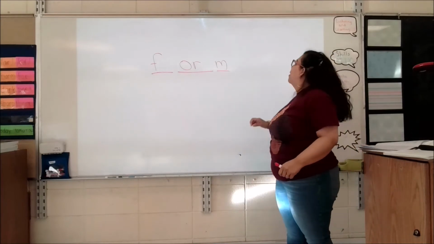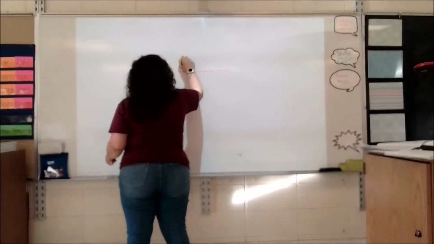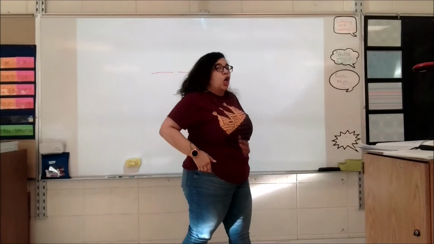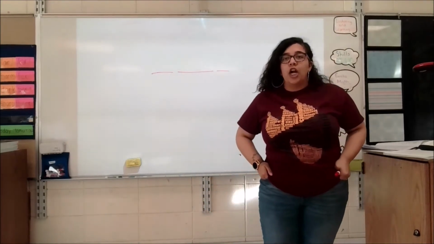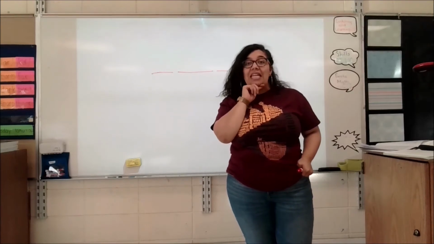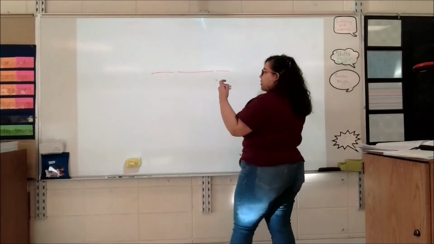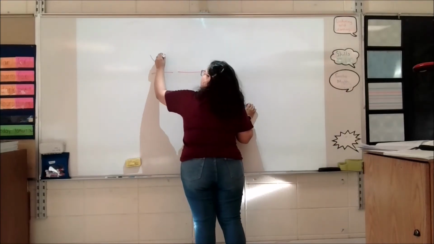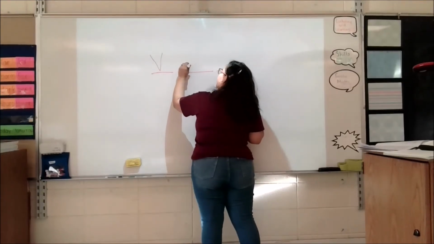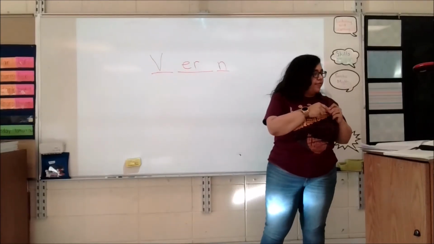Let's do two more, okay? The next one we're going to do is Vern. Vern. Like our tour guide at the Green Fern Zoo, his name is Vern. Notice it's a name, meaning I need a capital letter at the beginning. Excellent. Capital. What letter is that? V. Good. Vern. His name is Vern.